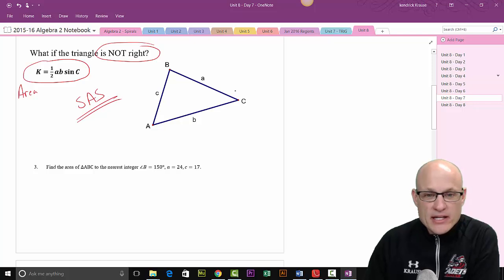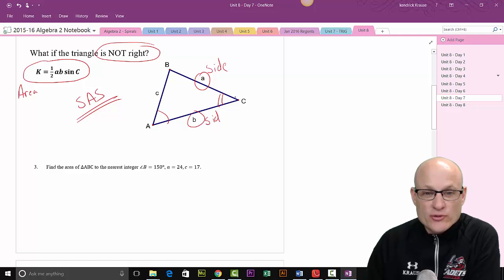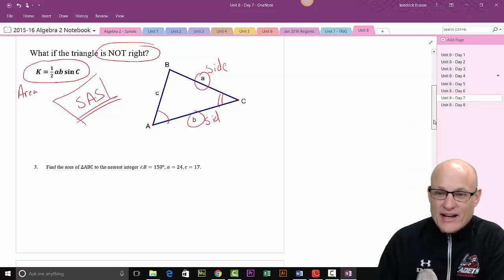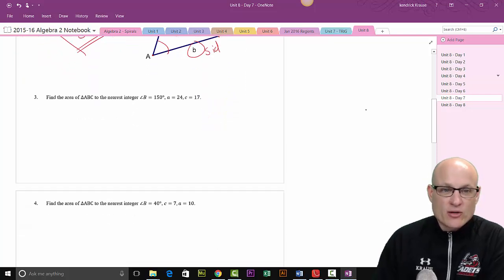Now, what do I mean by that? The angle that you use has to be in the middle. So in this case, I would have to use this side, this angle, and this side. If I was to give you this side and this side and this angle, you couldn't use it. So it's kind of limited. You can only use it for side, angle, side. In the future, I'll show you how to get around that.